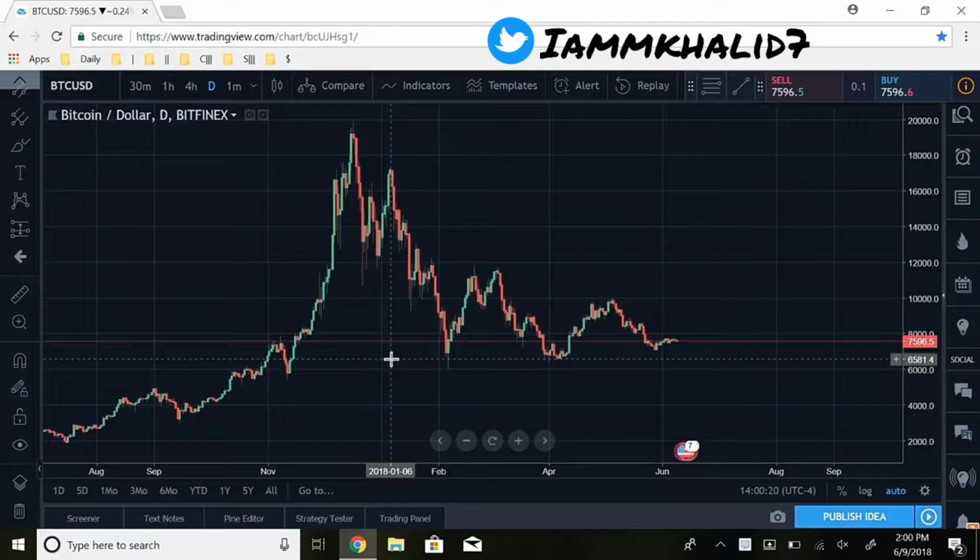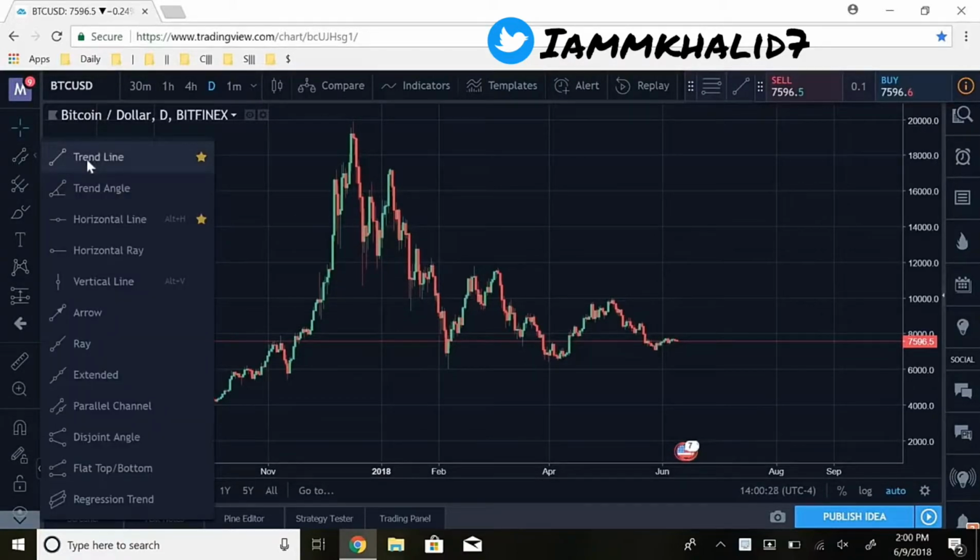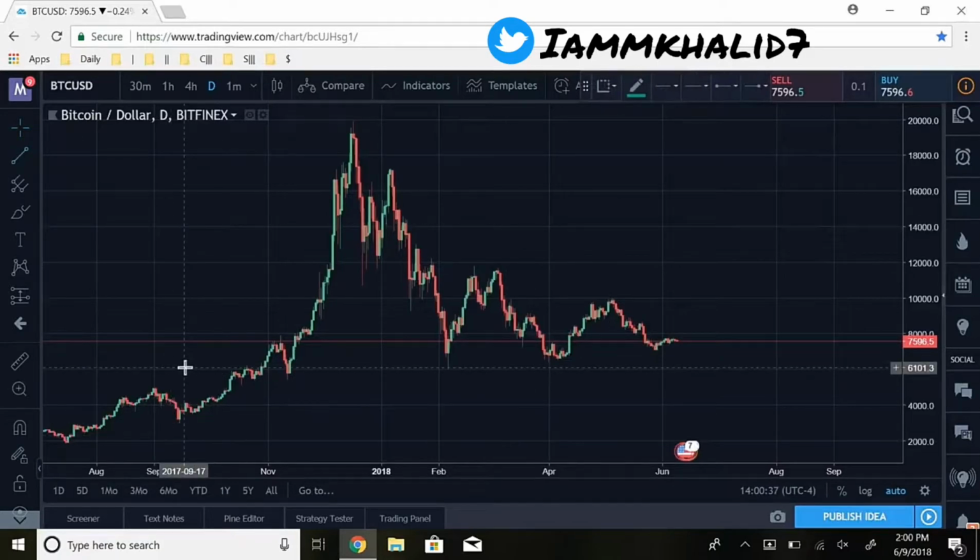So what are trend lines used for, right? Trend lines, obviously it's in the name, are useful for establishing trends and plotting trends. For this, you're going to be using the trend line tool, and you can also use the parallel channel tool. So starting off, you're just going to select the trend line tool.